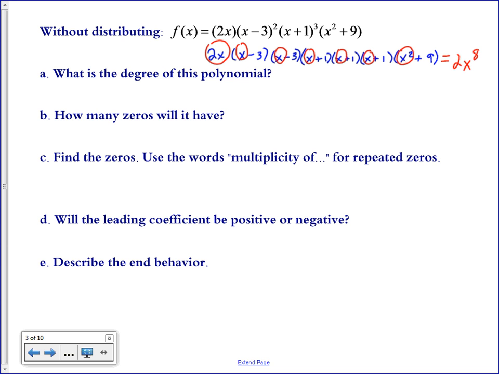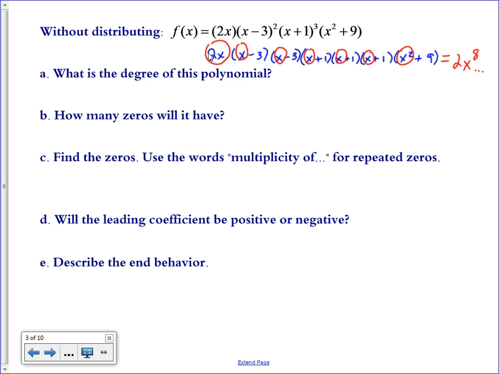I just counted all of the degrees that I had, added them all up together, right? So I ended up with 2x to the 8th power as my first term. And of course, it would have many other terms with complicated coefficients that come after that, but I don't need any of those to answer what is the degree of this polynomial.